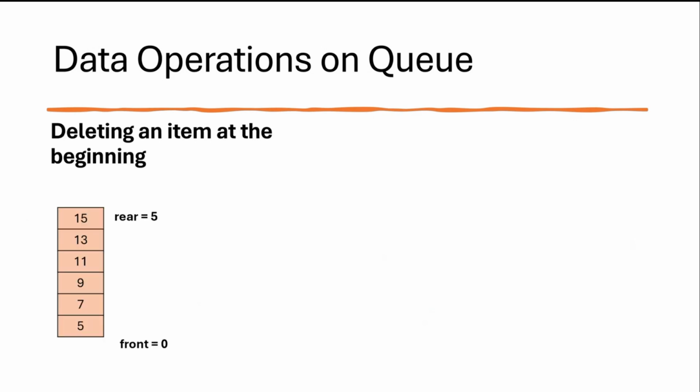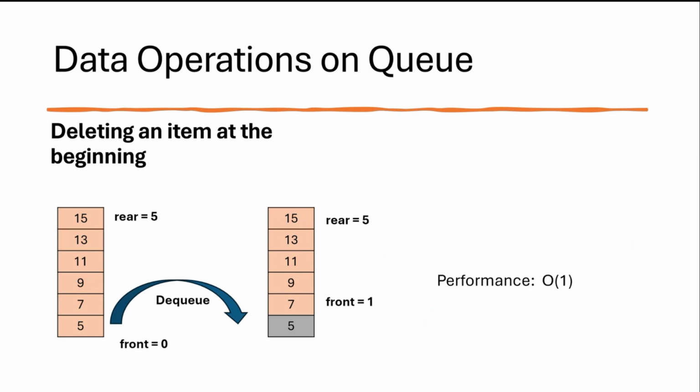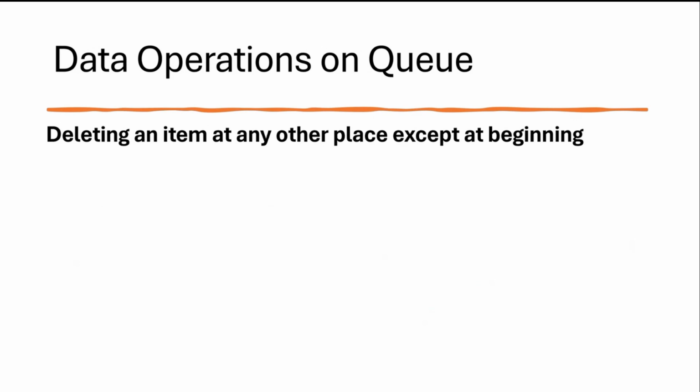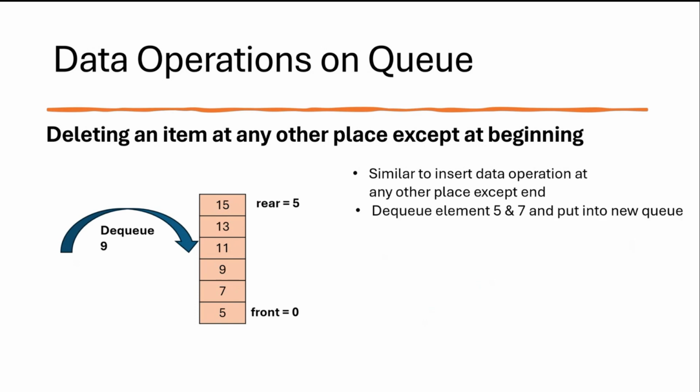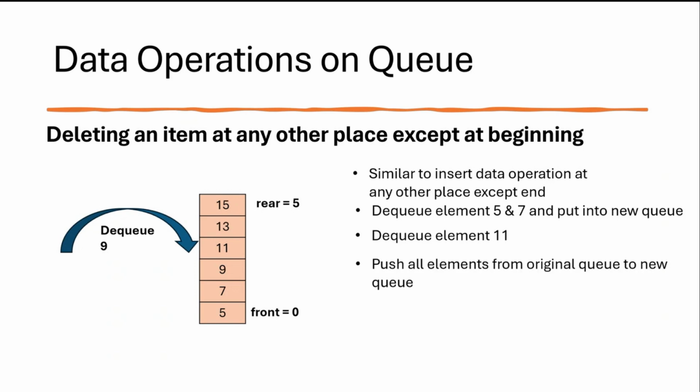Deleting an item at the beginning. Because queue offers the dequeue operation at the front, if we remove the element from the beginning, it is O of 1, very fast, right? But deleting an item at any other place except the beginning is similar to the insert operation. Dequeue the elements 5 and 7 and put them into the new queue, dequeue the element 9, push all the elements from the original queue to the new queue, and make the new queue the original queue, right? Here the dequeued element is 9, instead of 11. Sorry for that.